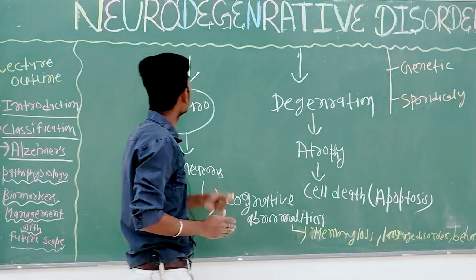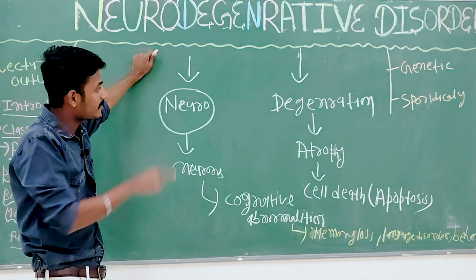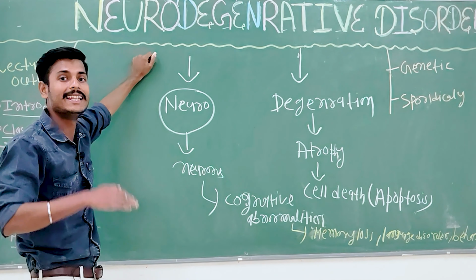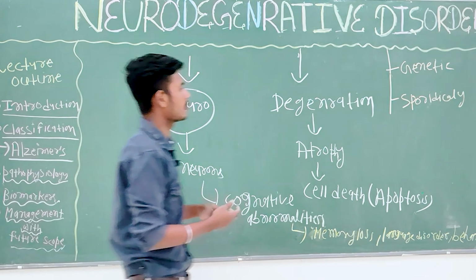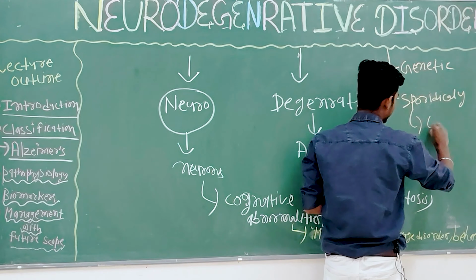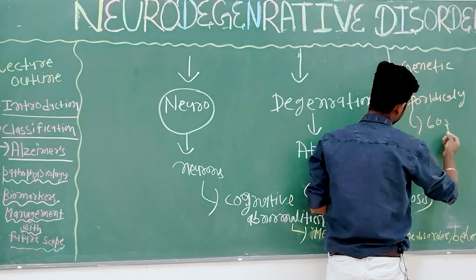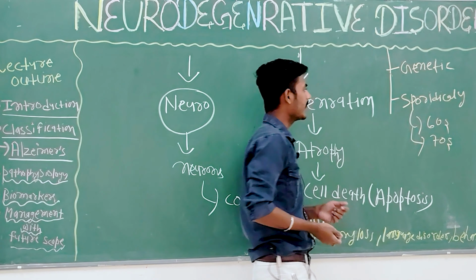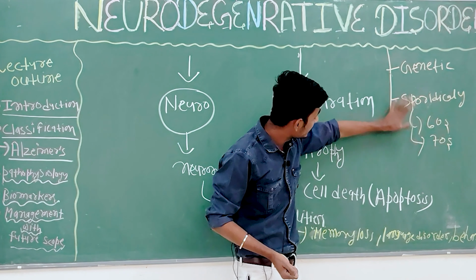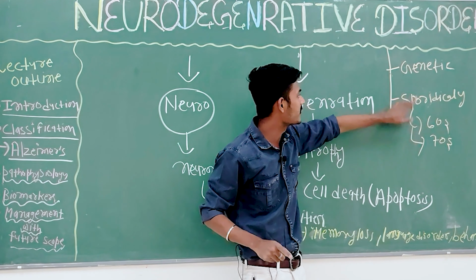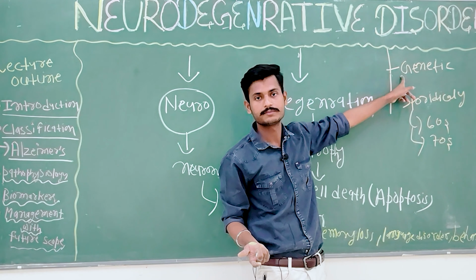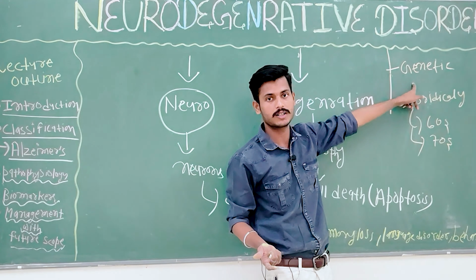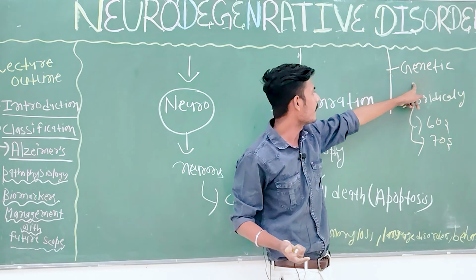Now, as I said, if you take the sporadic example, then neurodegenerative disorders occur in the late phase of our life, in a person in their 60s or 70s. This is the time period when neurodegenerative disease occurs sporadically. But genetic forms can occur in children. Children can become victims of this neurodegenerative disorder. Genetic is uncertain. Fine.